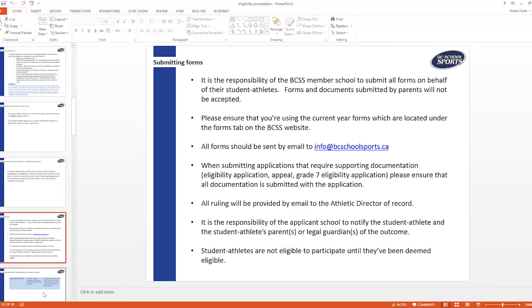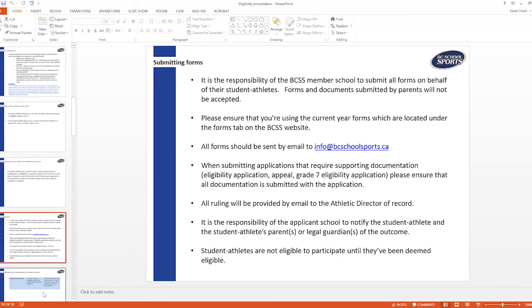And as I said, if the application requires supplementary documentation, we ask that everything come together in one package to be considered. If you're sending things in after the fact, due to volumes, it might not get into the right application folder, or a ruling might have already started to be made without that information. So we only provide the ruling once. It's important that you're including all the documentation at the time that the application is submitted.